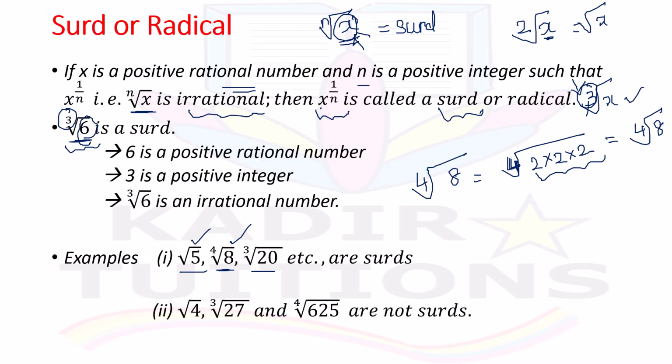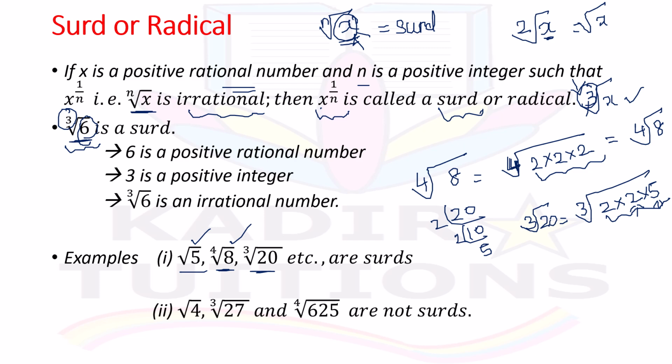And see here, the cubic root of 20. Can we do the prime factorization for 20? 20 is 2 ten times and 2 five times. So I can write this cubic root of 20 as the cubic root of 2 into 2 into 5. See here, there are two factors, 2 and 5, but neither factor is repeated 3 times. That's the reason I can't take any number outside from the root. So I cannot simplify this cubic root of 20 further. That's the reason all these are known as surds.